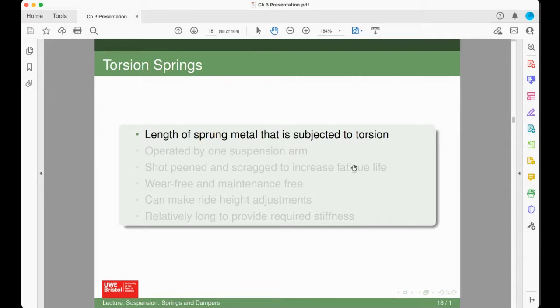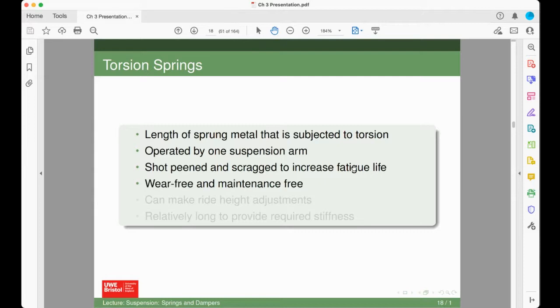And so as the suspension moves, the torsion spring will be twisted, and that obviously provides your energy storage, which can then be exerted as a force. So again, you've got a stiffness there. That's operated by one of the suspension arms. Often, in terms of material science and the way they're manufactured, you shot peen and scrag them to increase fatigue life, because obviously the constant twisting is going to cause fatigue. Essentially, a coil spring is also twisting as it's compressed as well. Like a coil spring, they're wear-free and maintenance-free.